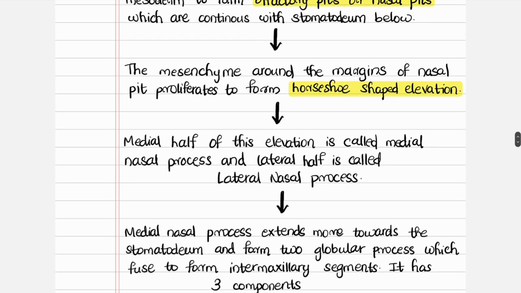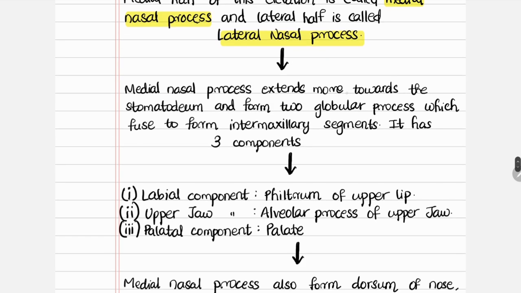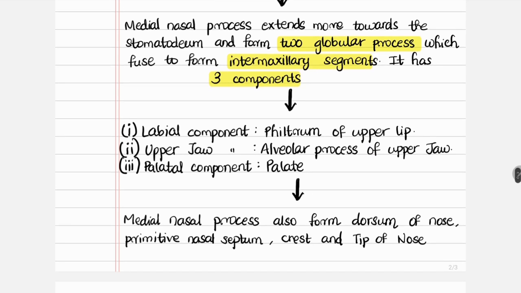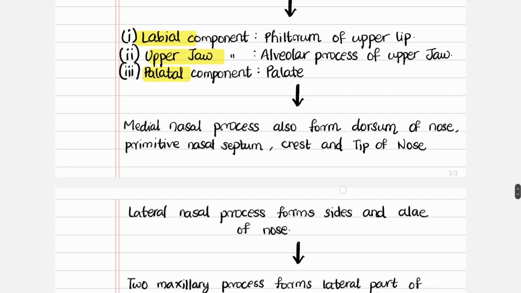This elevation has 2 halves, the medial half and the lateral half. The medial half is called the medial nasal process, and the lateral half is called the lateral nasal process. The medial nasal processes extend towards the stomatodeum, the future mouth, and form 2 globular processes which fuse to form the intermaxillary segment. This intermaxillary segment has 3 components: a labial component, an upper jaw component, and a palatal component. The labial component forms the philtrum of the upper lip, the upper jaw component forms the alveolar process of the upper jaw, and the palatal component forms the palate.